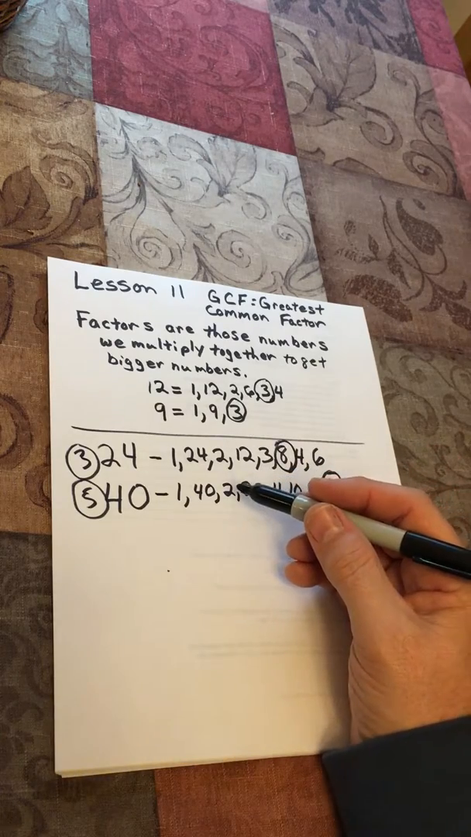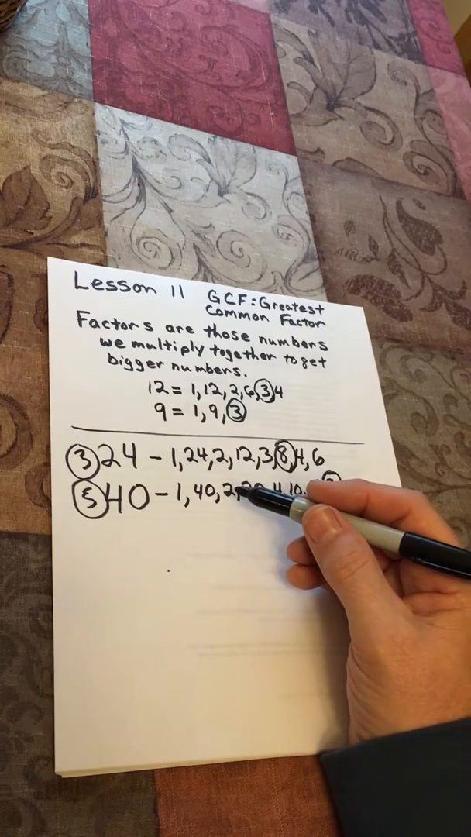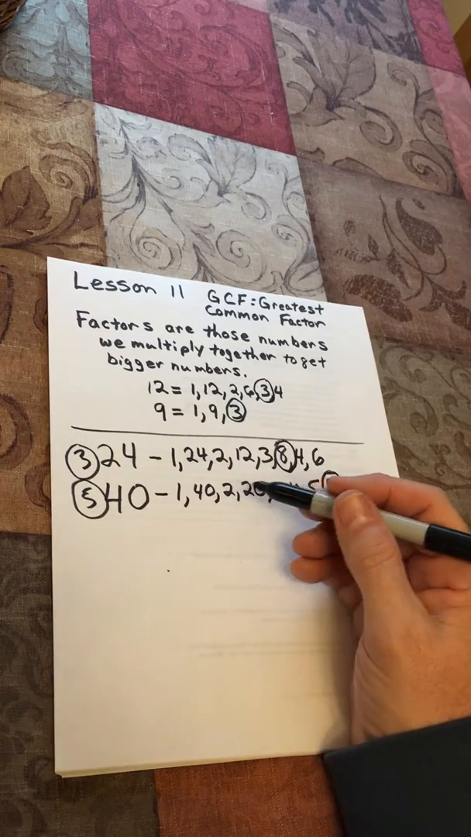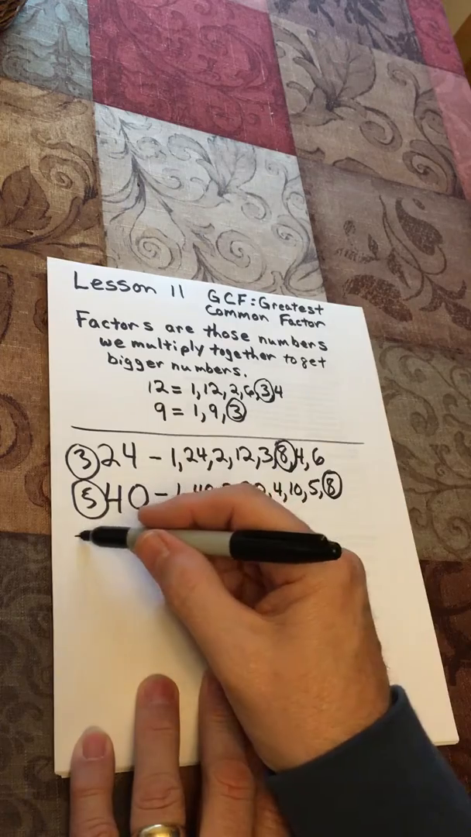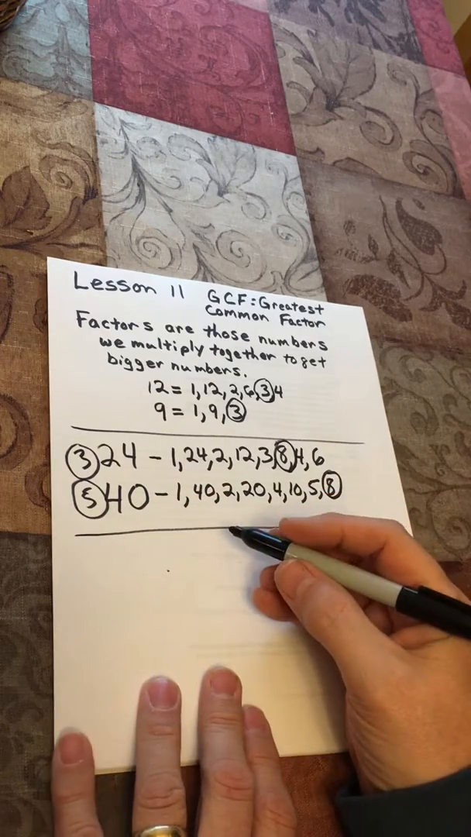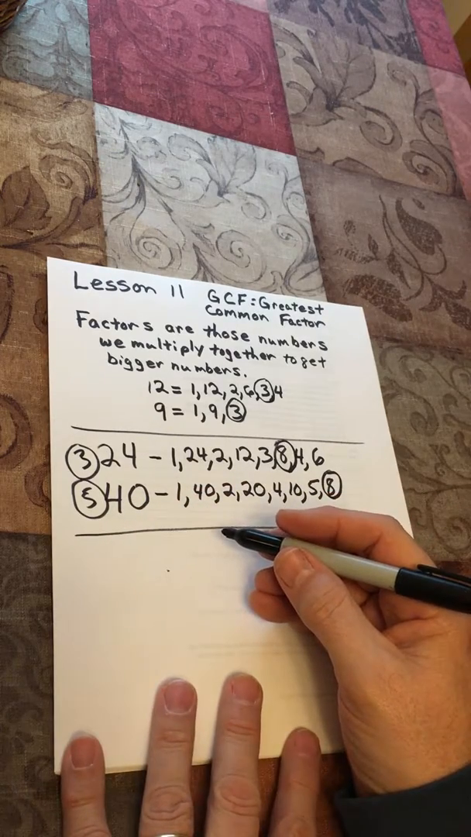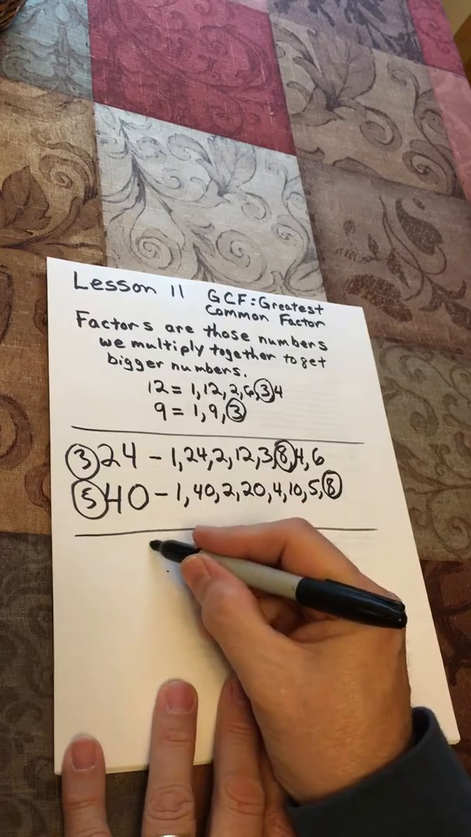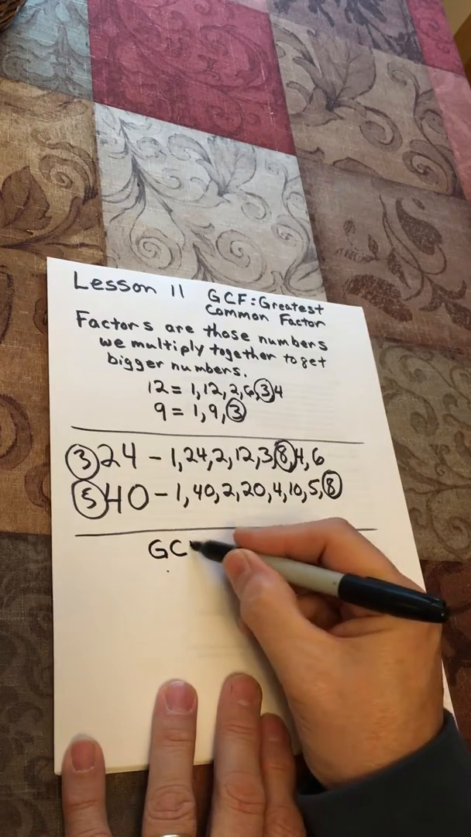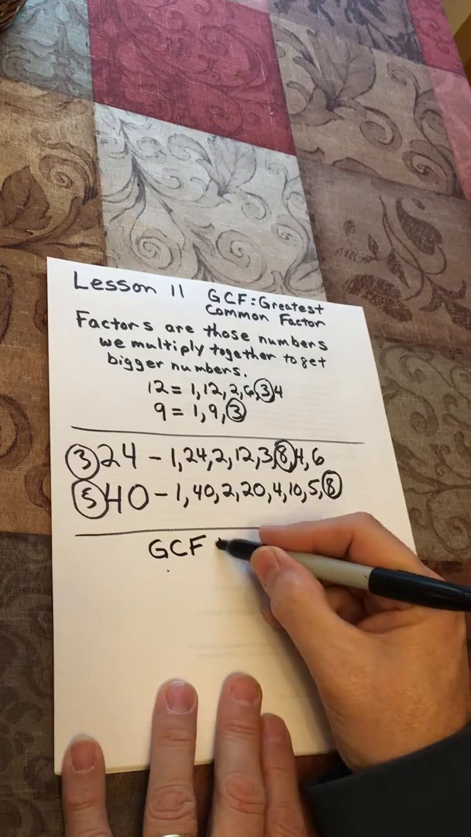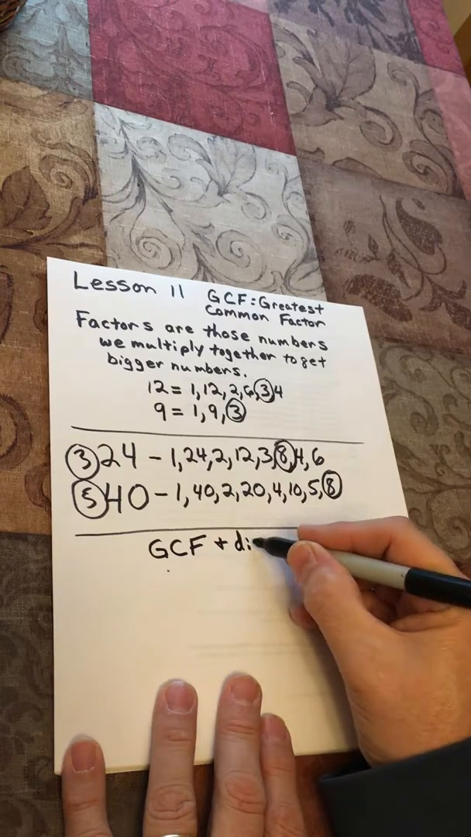Want to try one more? Let's see. Well, we've got this thing they're going to throw at you. It's kind of a funky thing, but I know where they're going with it, why they're trying to get you to do this. They want you to use the greatest common factor and the distributive property.